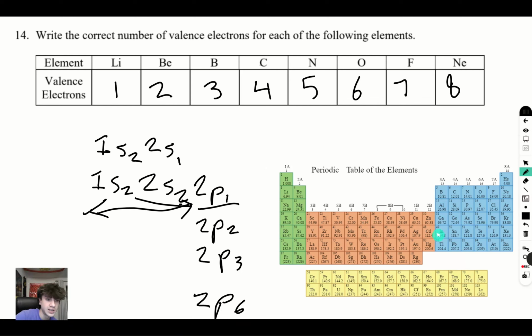So there you have it, guys. These are the core concepts to 1.7 and 1.8 in AP Chemistry.